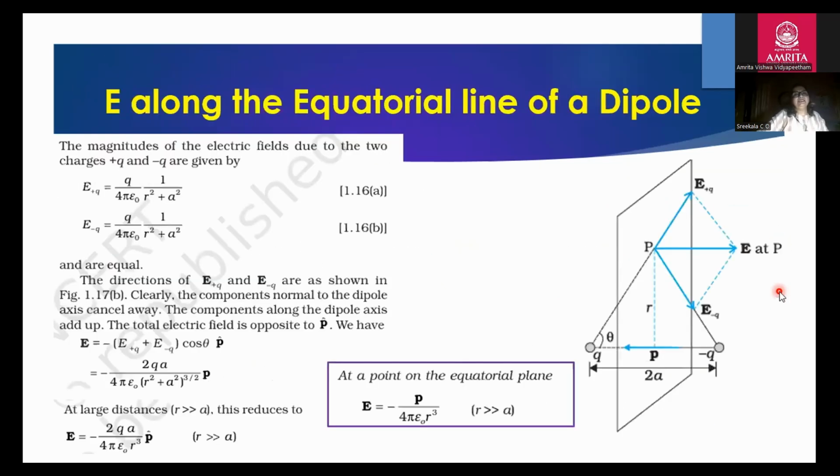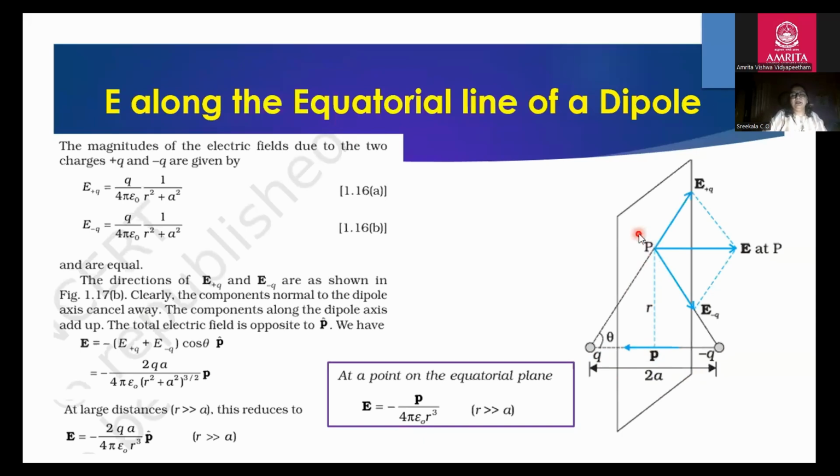Okay, next is electric field intensity along the equatorial line of a dipole. The equatorial line means the perpendicular line. Here we have two charges, plus q and minus q. Consider a dipole with dipole moment 2aq, meaning each charge is q and the distance between them is 2a. Let P be a point at distance r from the dipole along the equatorial line of the dipole.